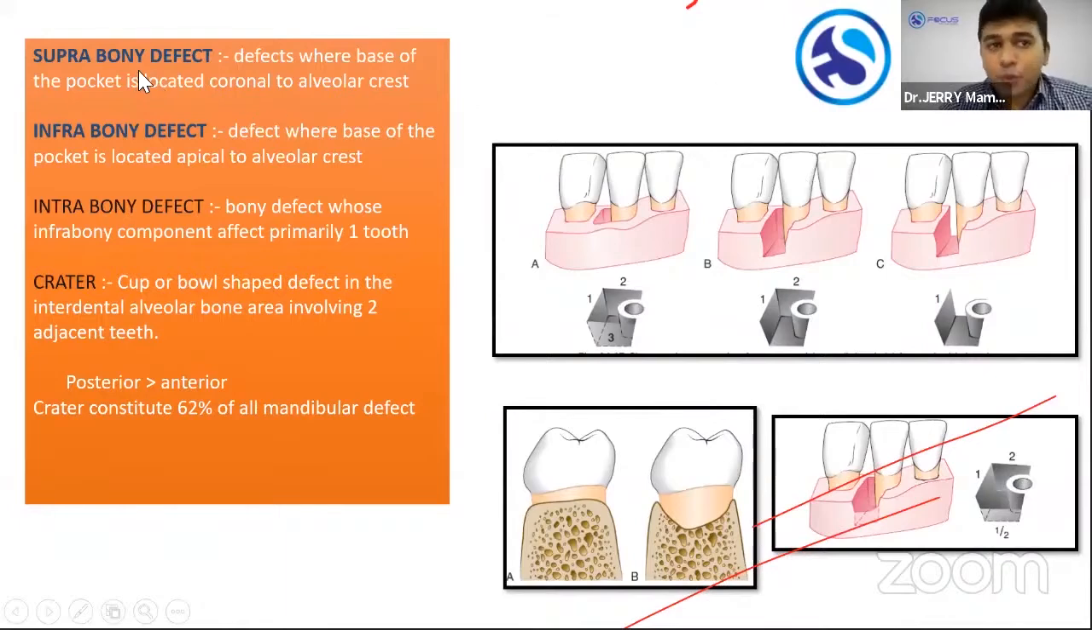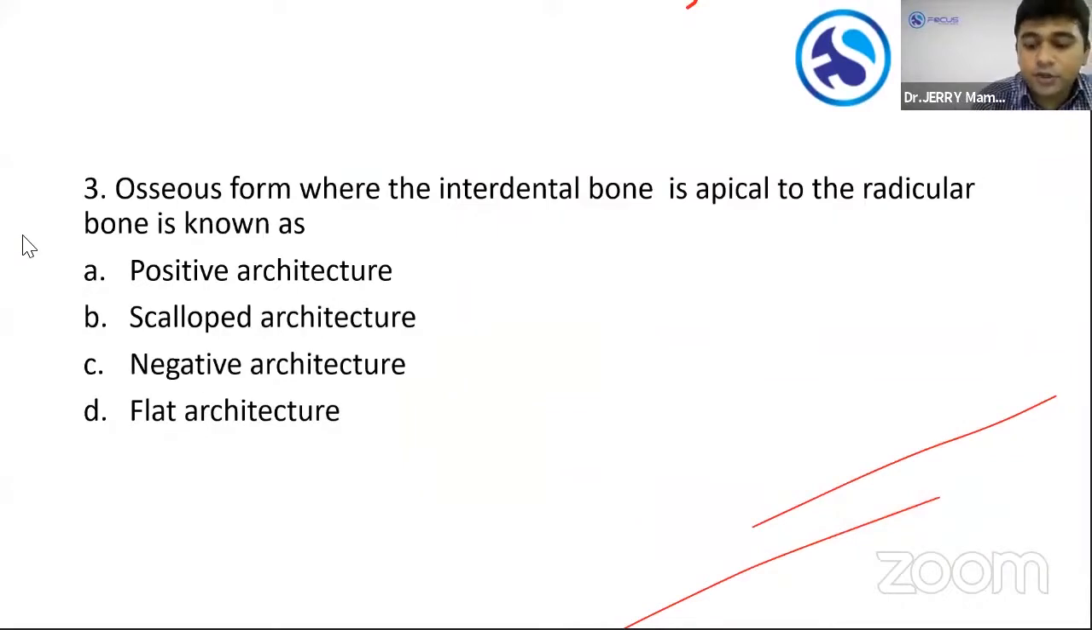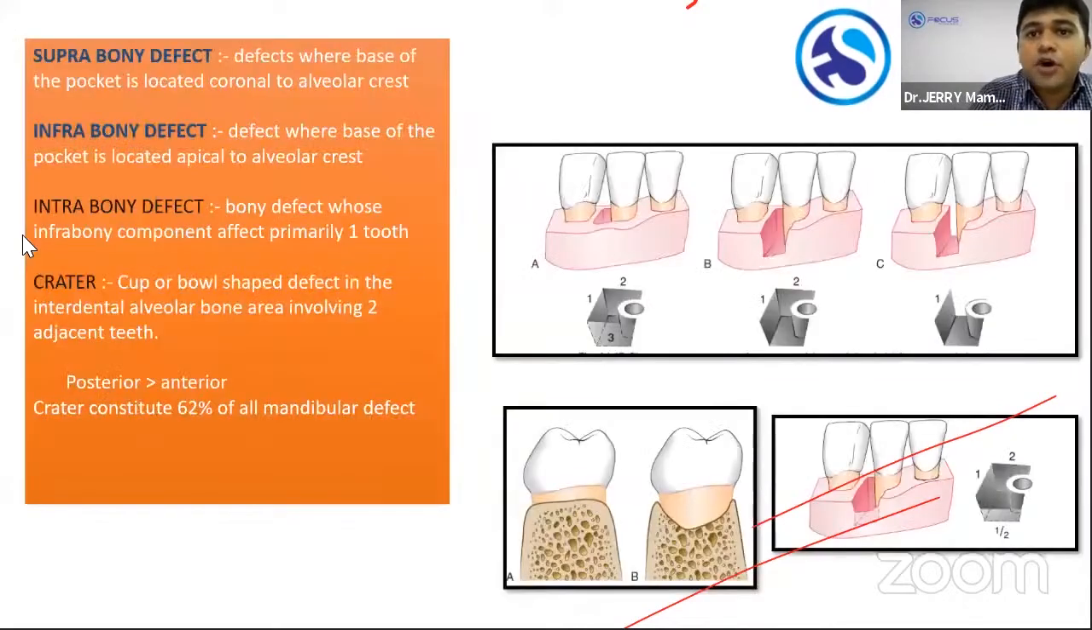Okay, so we already studied supra-bony defects, where the base of the pocket is located coronal to the alveolar bone, and infra-bony defects, where the base of the pocket is located apical to the alveolar crest. Now we come to the two different types of infra-bony defect. Which is the first one? First one is your intra-bony defect.